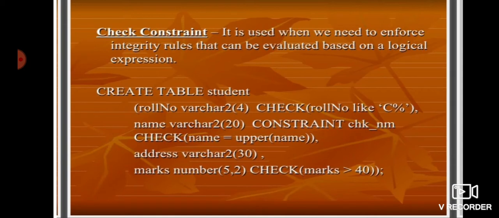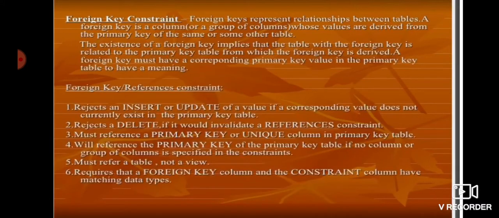Let us see its syntax. Create table: you create a table named student, and in that table you create a column that is roll number. Varchar is the data type. Check roll number like C%. That is, you enforce a logical expression on it, and this column becomes a check constraint. That is, when we evaluate something based on a logical expression, this constraint is known as check constraint.